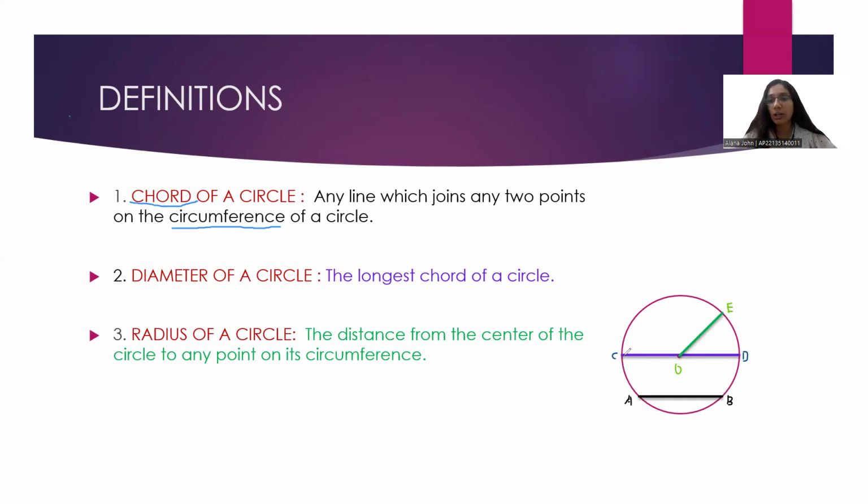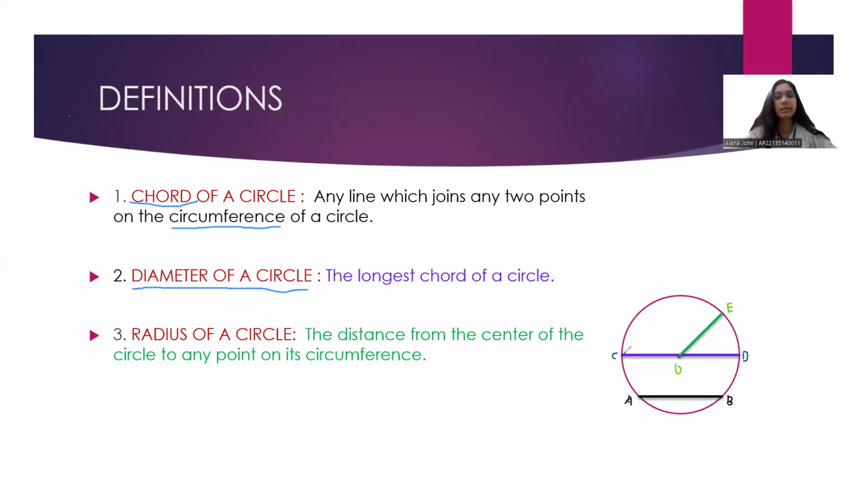Such a chord which passes through the center, and hence is the longest chord, is named the diameter of a circle. So the diameter is also a chord of the circle. In fact, it is the longest chord, and also it is the chord passing through the center. So if you are taking any chord passing through the center, it will be known as the diameter. Here CB is a diameter of the circle.